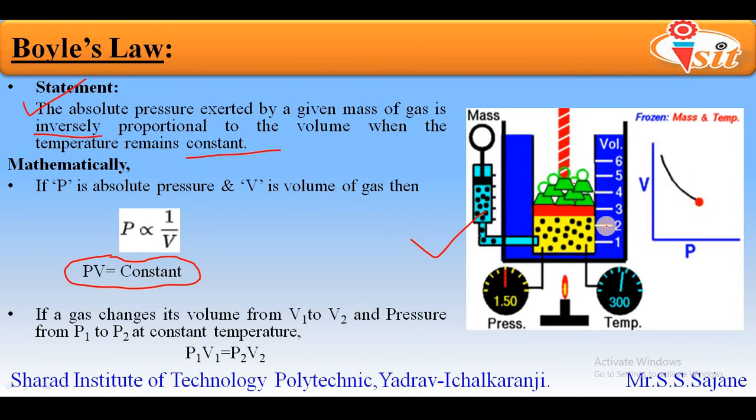The same animation we also studied with the help of the PV diagram, that is, the pressure versus volume diagram. In that we have seen that if the pressure of the system is maximum, then in such case the volume will be least. So this was about Boyle's law. And now we are going to see the Charles law.